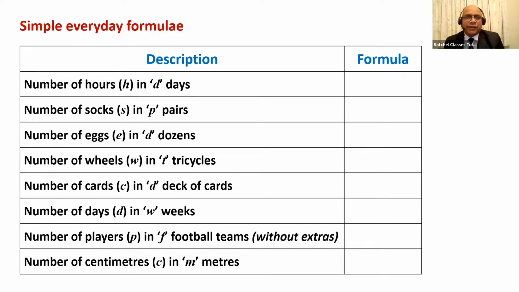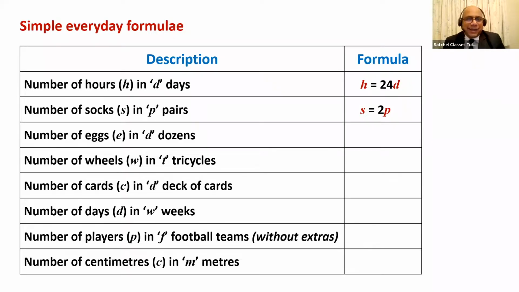Well, let's look at the first one. Number of hours in D days. Each day has 24 hours. So D days would have 24D hours. And that needs to be represented by the letter H as given there. So H equals 24D is your answer. Number of socks in P pairs. Now each pair has 2 socks, you know that, right? So P pairs will have 2 times P, which is 2P socks. So S equals 2P is your formula.